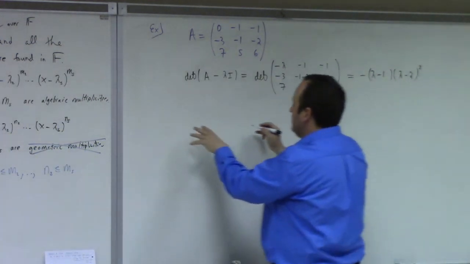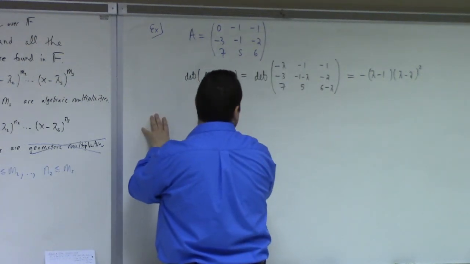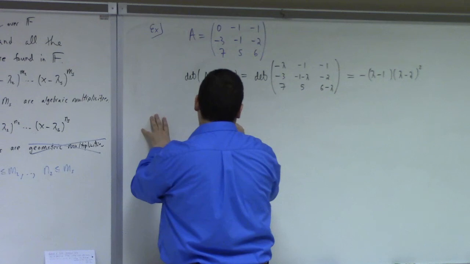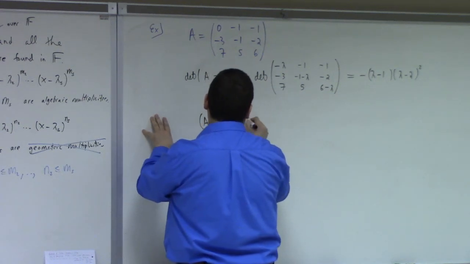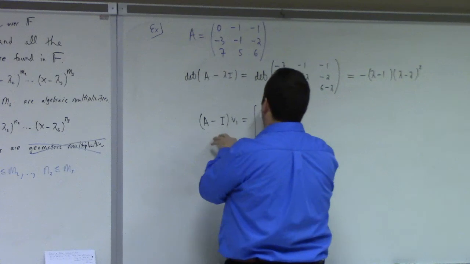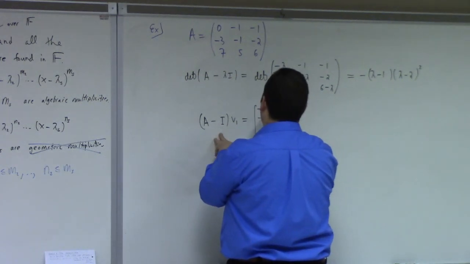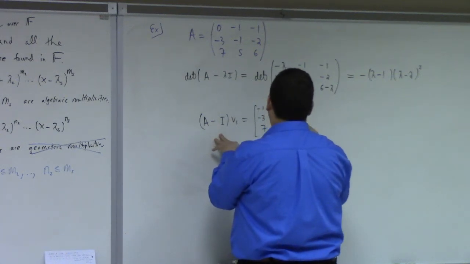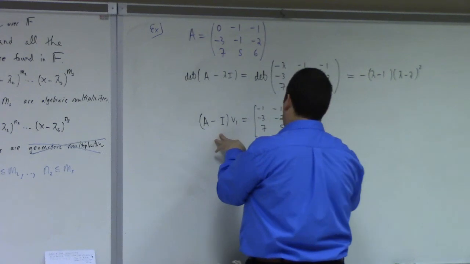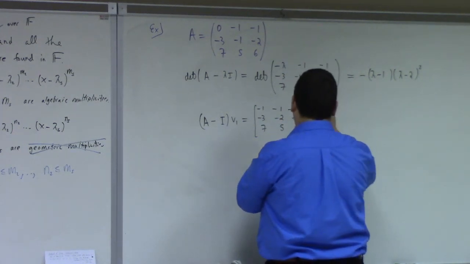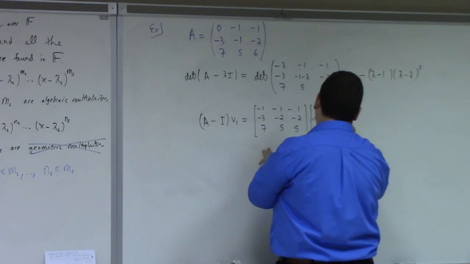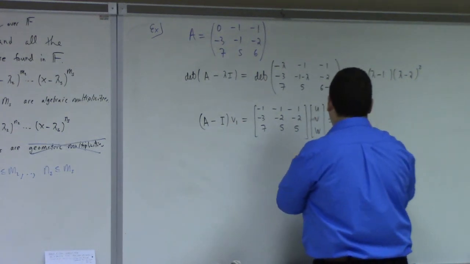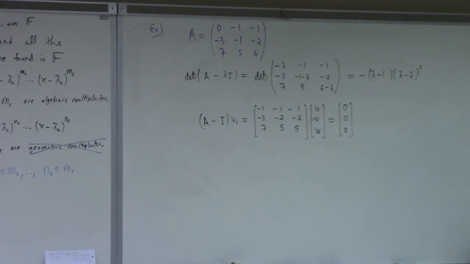Once I have that, then I can look for the eigenvalues. So for eigenvalue 1, A minus I times, say, v1. What I'm looking for is a solution to what? The matrix minus 1, minus 1, minus 1, minus 3, minus 2, minus 2, 7, 5, 5 times, let's say, (u, v, w) equals (0, 0, 0). I just subtracted 1 from the diagonal here.